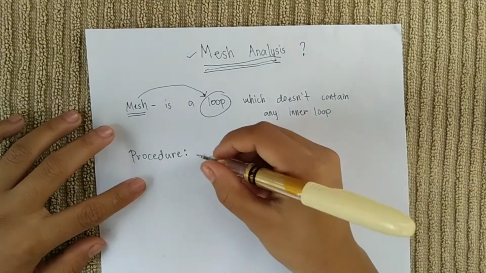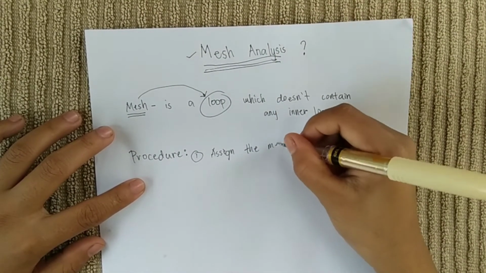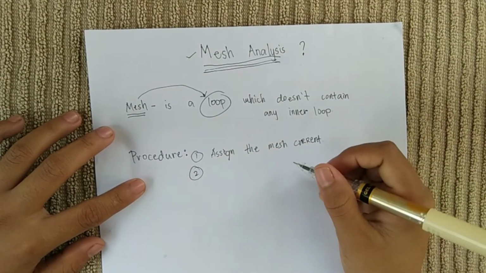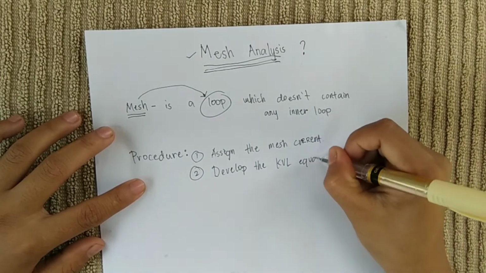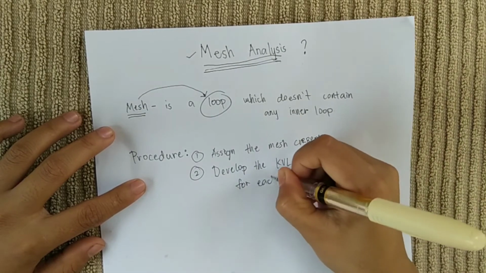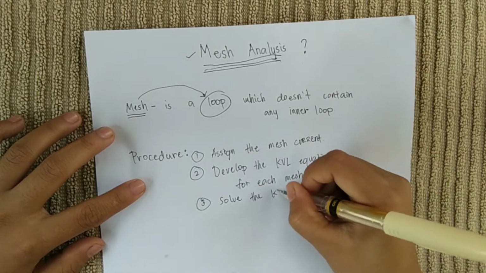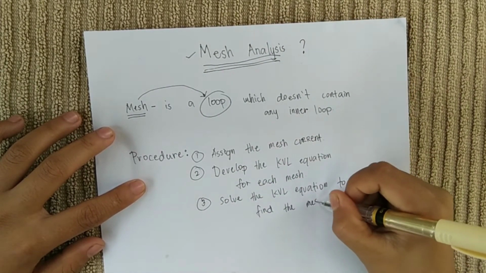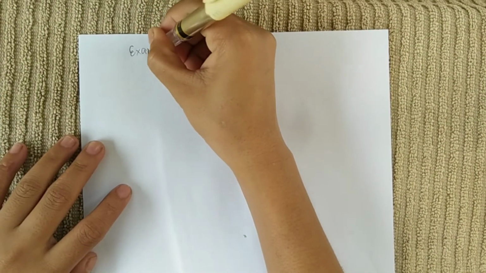We have some procedure of mesh analysis. First, we're going to assign the mesh current o yung sinasabi nilang loop. Tapos, develop the KVL equation for each current. Then, solve the KVL equations to find the current. So, we have some examples.